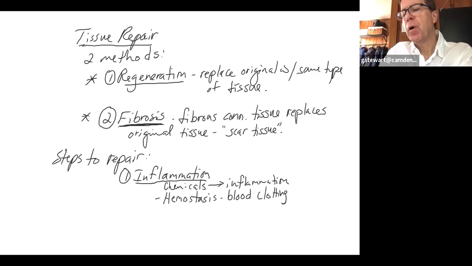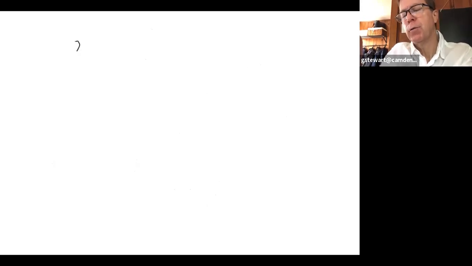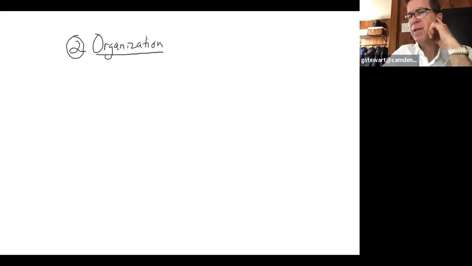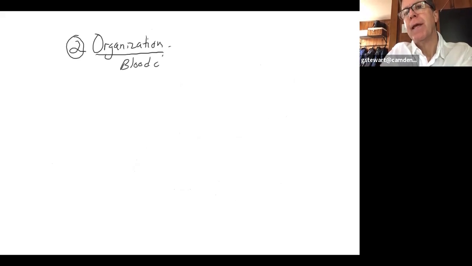All right, I'm just going to pull up a new whiteboard and leave this one here in case we need to come back to it. I'm going to write number 2. What happens next in tissue repair is organization. So the first step was inflammation. The second step is organization. Organization is really the beginning of the true repair process. And here's what happens. The blood clot that happened in the first stage is replaced by something called granular tissue.